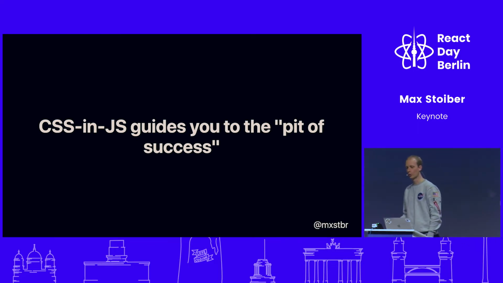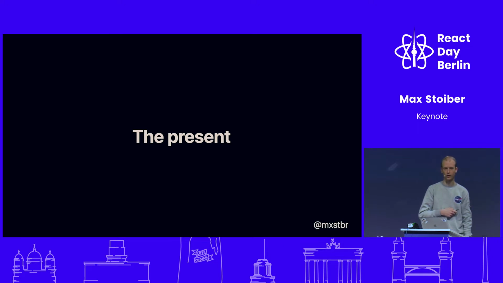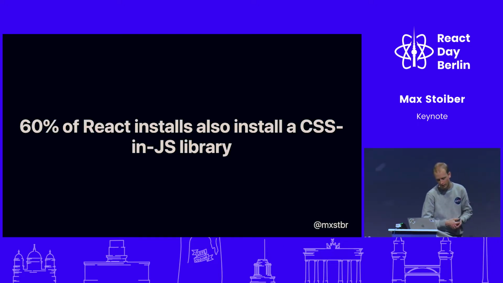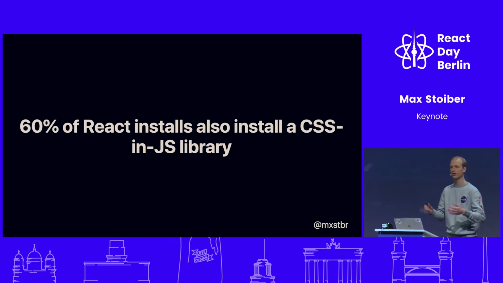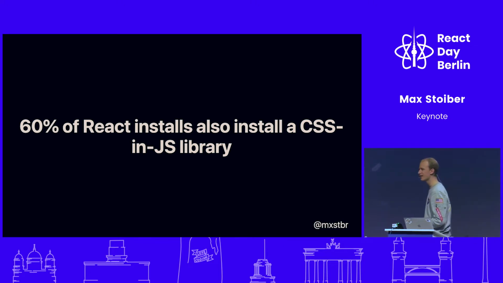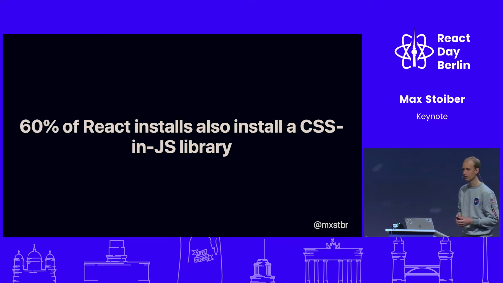So let's talk about where we're at. I want to talk a little bit about the present. CSS-in-JS has taken over the React world. I checked a couple of days ago, and in the last week, 60% of React installs also installed a CSS-in-JS library of some kind. 60%. That's almost the majority of React installs also having a CSS-in-JS library.